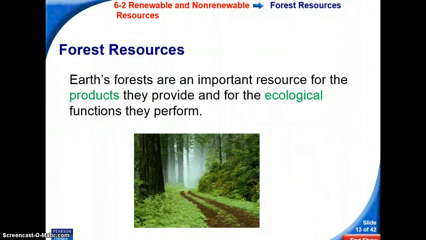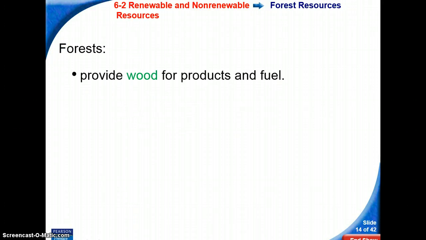Then we have the forest resources. Earth's forests are an important resource for products they provide and for the ecological functions they perform. Now forests can go away quickly with lumbering, and it's really important that we keep these forests around and that we're able to sustain some of them, because forests provide wood for products and fuel.